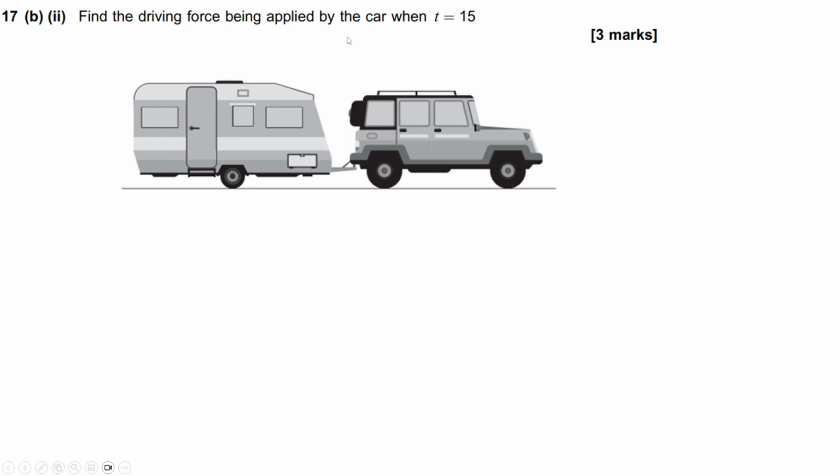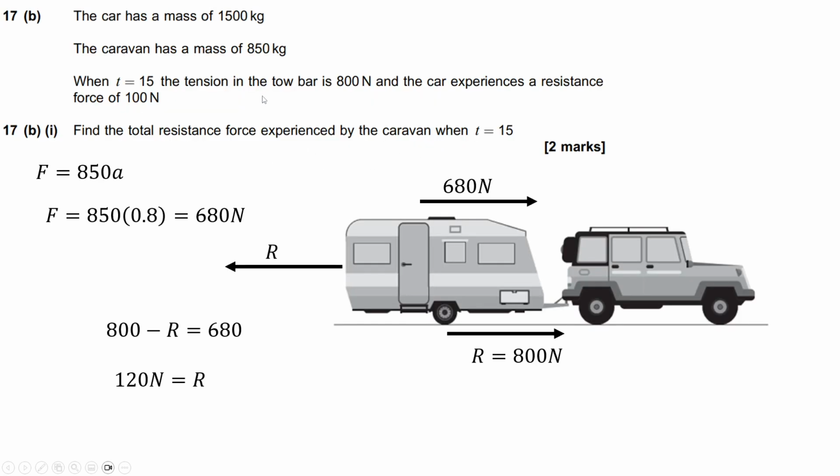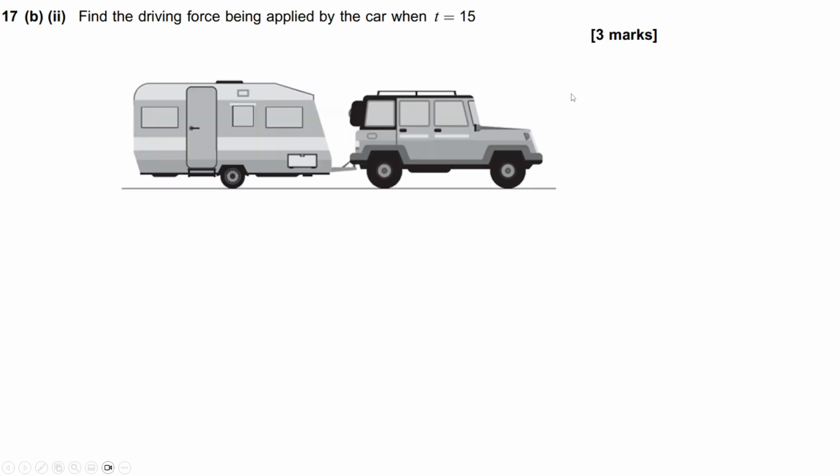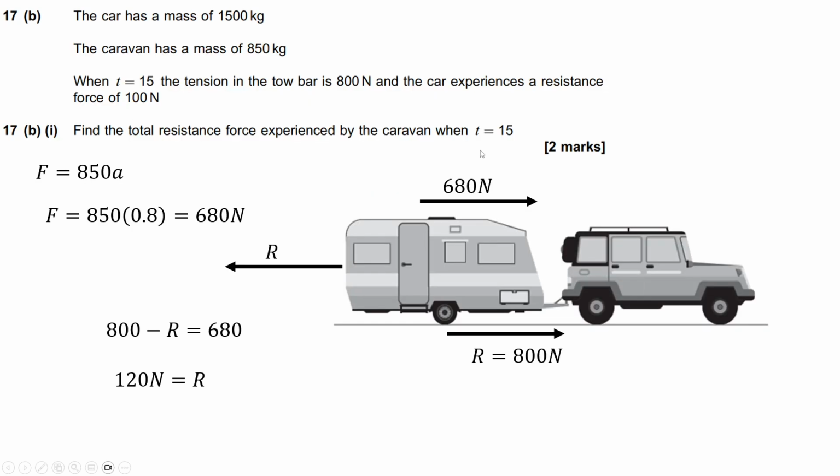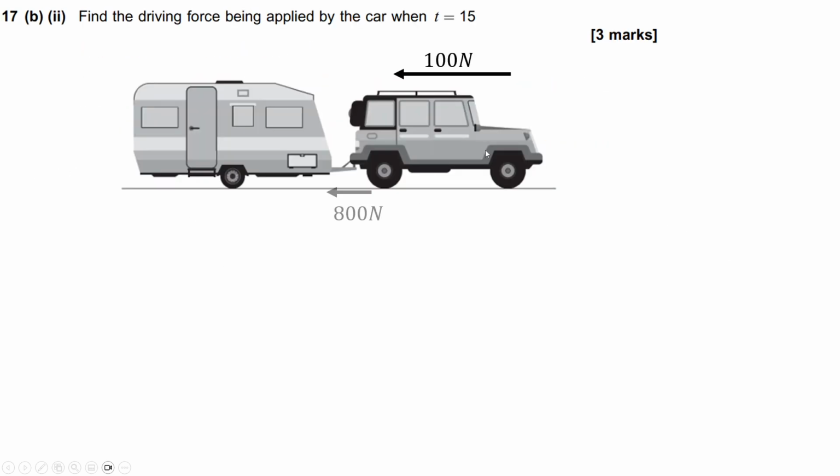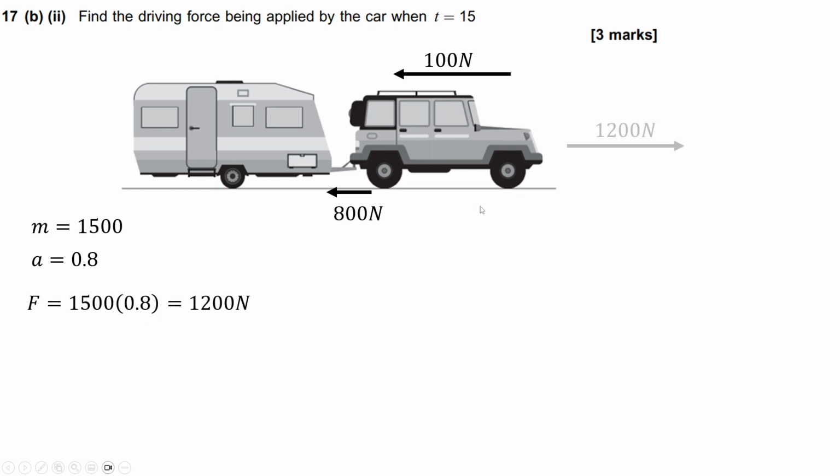Find the driving force being applied by the car when t equals 15. Back here, what did it say? The car experiences a resistance force of 100 newtons. So there's 100 newtons acting backwards. In the tow bar, remember 800 left and then 800 right, so we can say 800 acting left. The car has a mass of 1500 kilograms. Acceleration is 0.8. These two have the same acceleration, and we'll get to that later. We can use F equals ma to get this 1200 newtons acting forward.